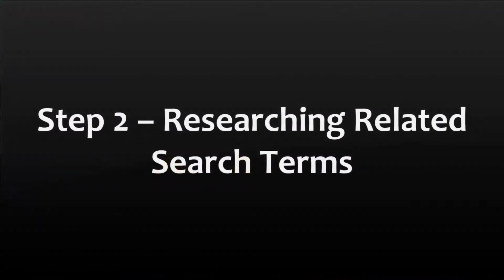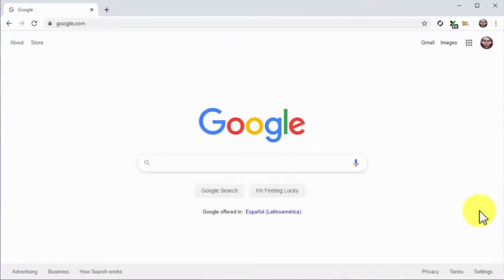Step number two, researching related search terms. Now that you have picked your niche, it is time that you find the search terms related to that niche. Search terms are long-tail keywords that potential customers use to find content in your niche, and also when they are researching products before making a purchase decision.